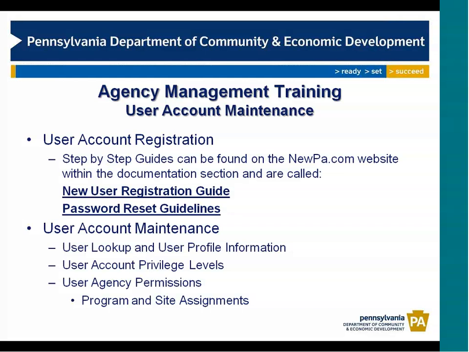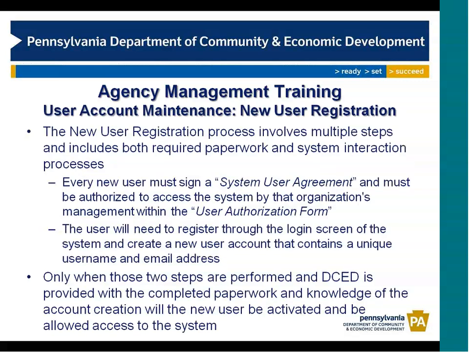After that, we're going to go into the whole user account maintenance, basically show you what features you have: user lookups, profile information, flexibility you can set with your privilege levels, which basically control what kind of actions users can do in the system. And then finally, we'll finish up with agency permissions. Every user in the system needs to be assigned specific program site assignments that they are going to administer. We'll go over that whole process and the theory and thought process behind all that.